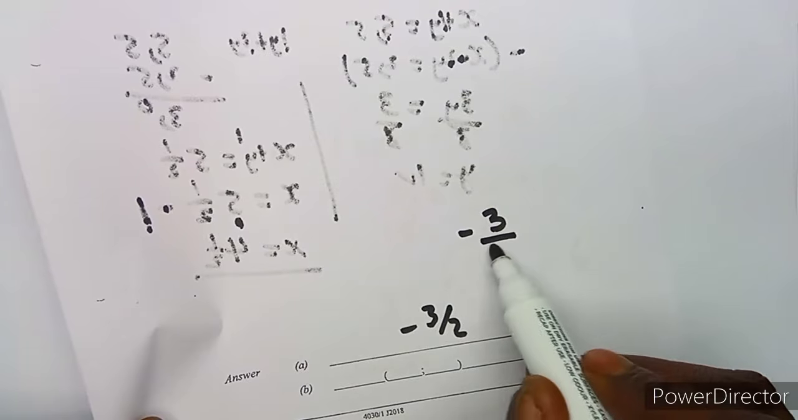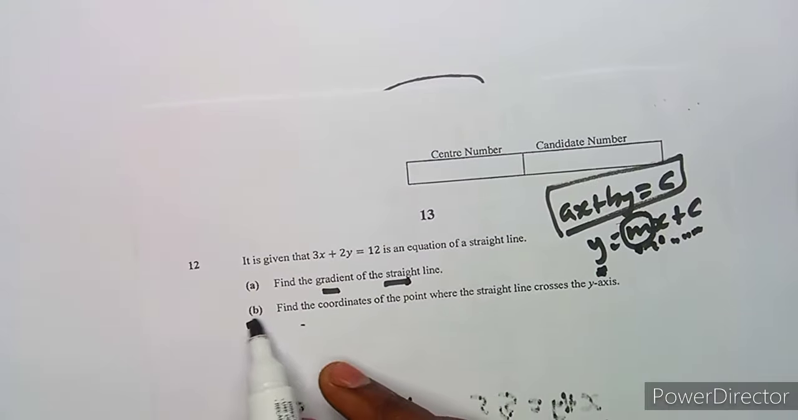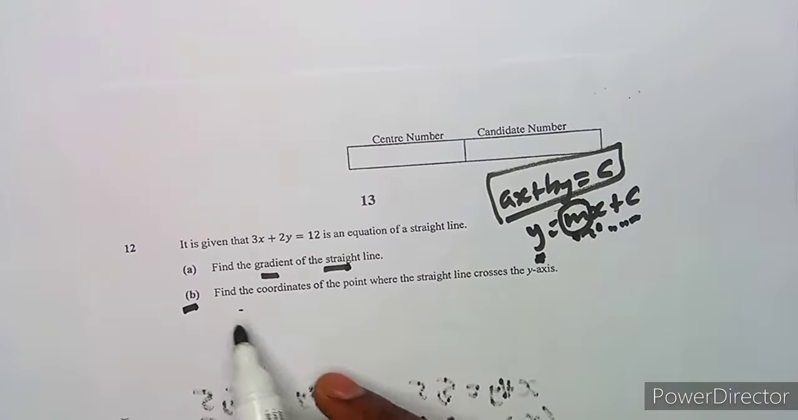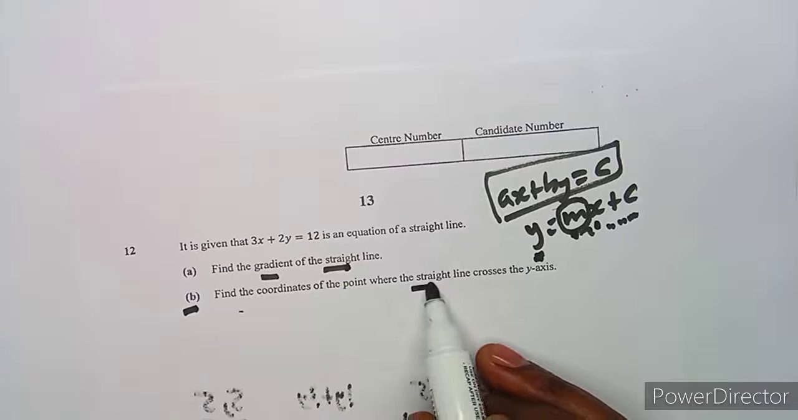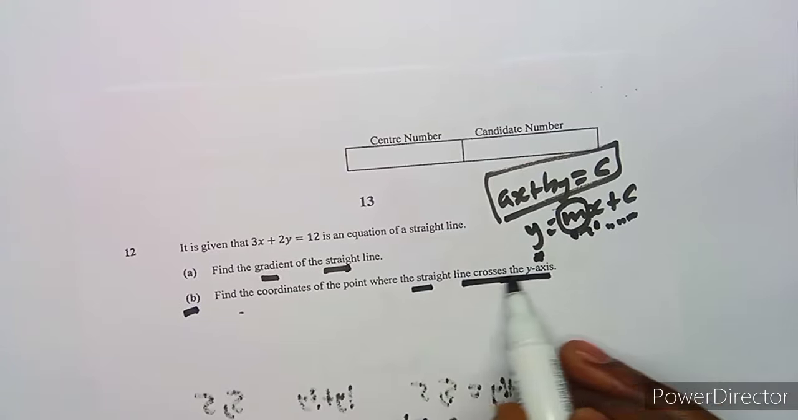Or you write it as an improper fraction. And also your fraction is supposed to be written over like this, not the way we used it. Then on B, you can even write it as an improper fraction or as a mixed fraction, which is fine if you want. Find the coordinates of the point where the straight line crosses the y-axis.